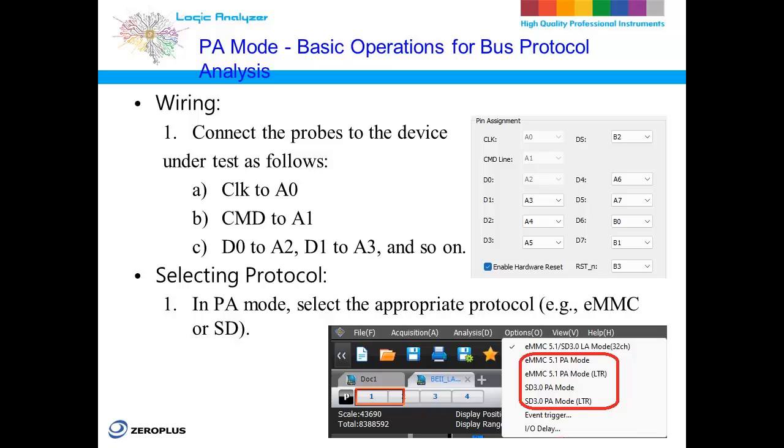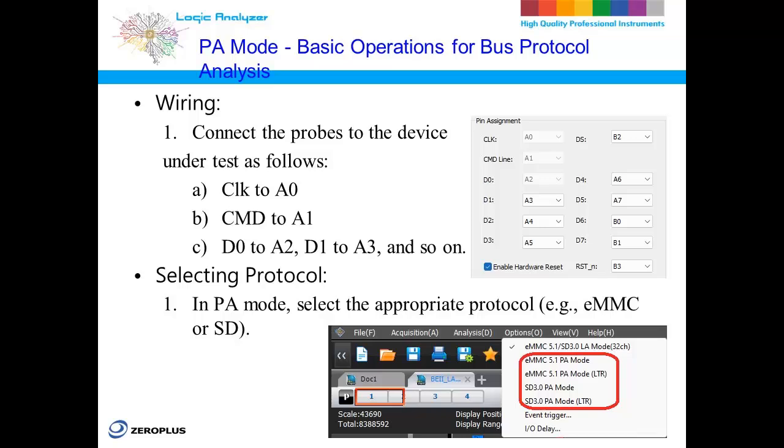Before performing protocol analysis, proper wiring is key to successful measurements. Here are the specific steps for wiring. Connect the clock signal to channel A0. This will help you synchronize the analysis of subsequent signals. The clock signal is the foundation for most protocol analyses because it dictates the timing for data transmission and reception.